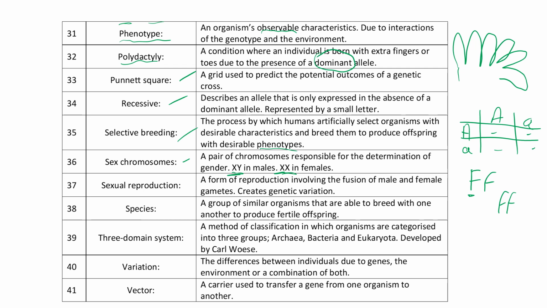A form of reproduction involving the fusion of male and female gametes, sexual reproduction, and the good thing about that is it produces genetic variation because you've got different sperm and different eggs.